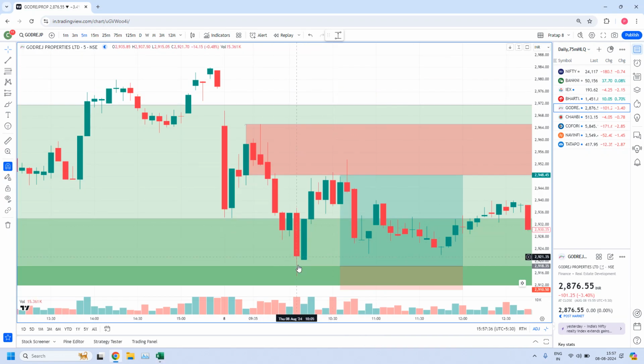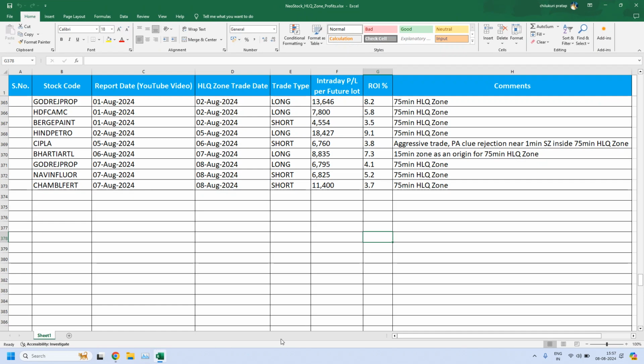But today we got this trade, a successful trade, and more importantly, we got the trade at the 10 o'clock 5 minutes candle and completed the trade at the 10 o'clock 30 minutes candle. That means within 30 minutes, our trade is completed. Whatever profit we got today, 6,795 rupees as per one futures margin cost, came in just 30 minutes.